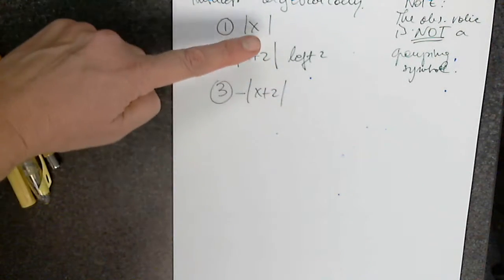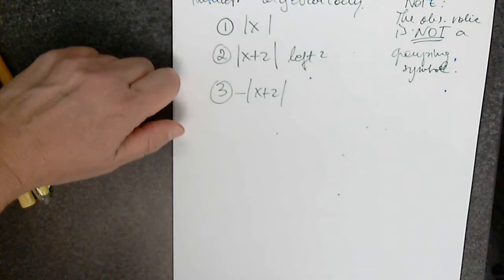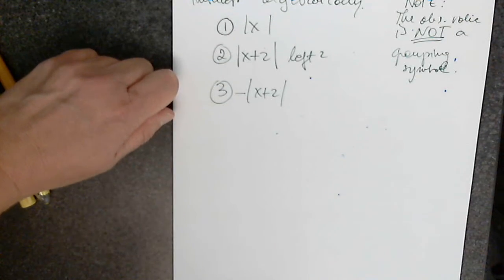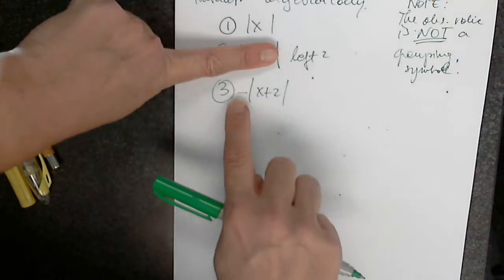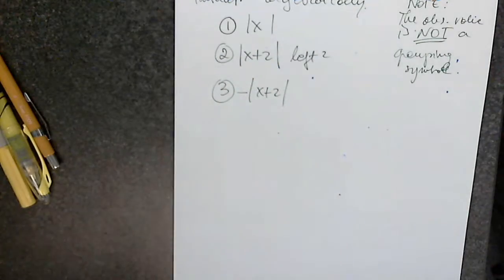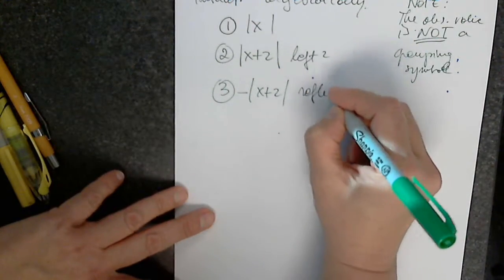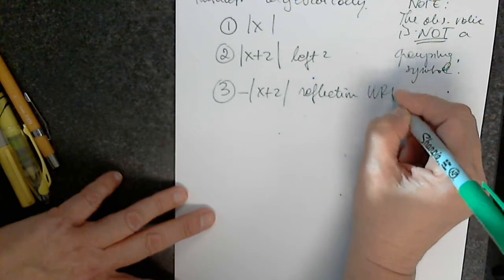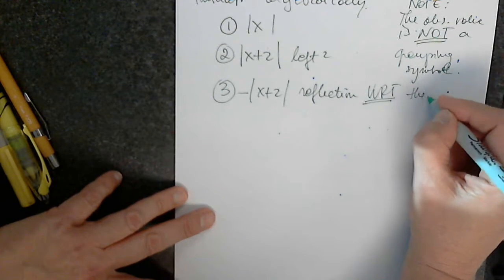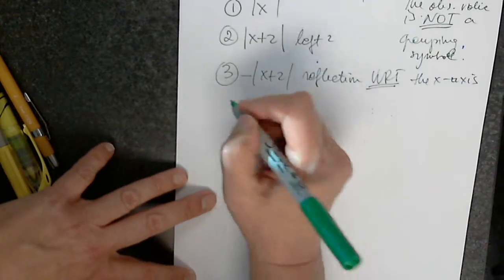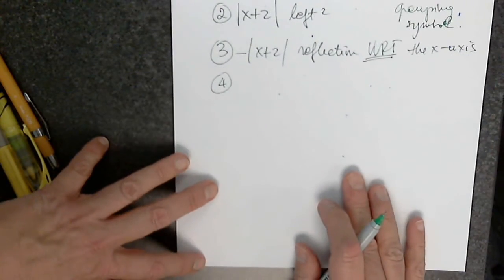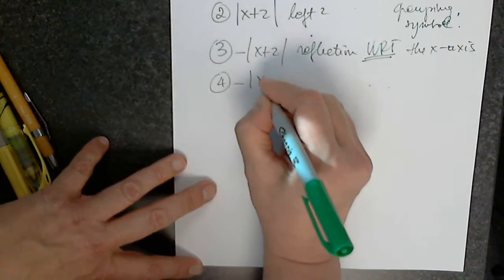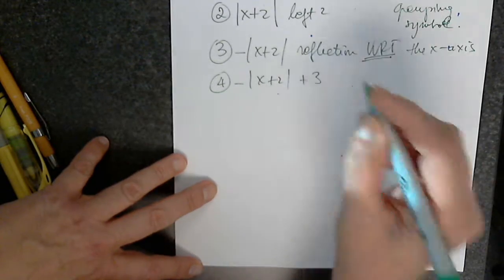Yes, with respect to the x-axis indeed. Because this is y, this is negative y. So this is a reflection, WRT, with respect to the x-axis. Very good. And now 4 is the final function, negative x plus 2 and plus 3.